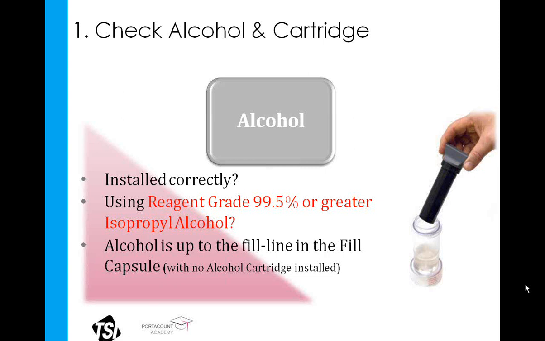cartridge. This will make sure that the alcohol wick inside the alcohol cartridge has soaked up enough alcohol. And then of course we can always try a different wick. 2 different wicks are sent with each PortaCount unit, just in case you need to try a different one. But if these all check out, then we need to move on to environmental factors, which could be causing problems with our minimum particle check.